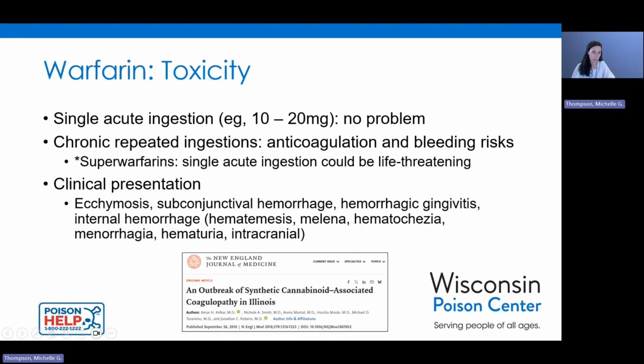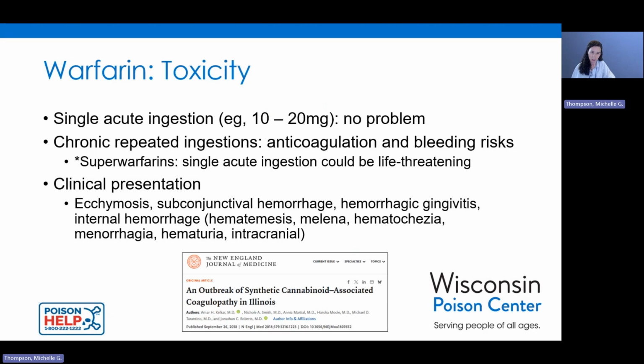When we're talking about warfarin, it's important to understand if there is a single acute ingestion or if this is a patient who's chronically exposed to warfarin. For single acute ingestions on the order of 10 to 20 milligrams, there's often no problem. These patients can be observed for a short time and then disposed. For chronic repeated ingestions, there is an increased risk of bleeding. And especially when we're talking about superwarfarins, after a single ingestion, there can be life-threatening hemorrhage.